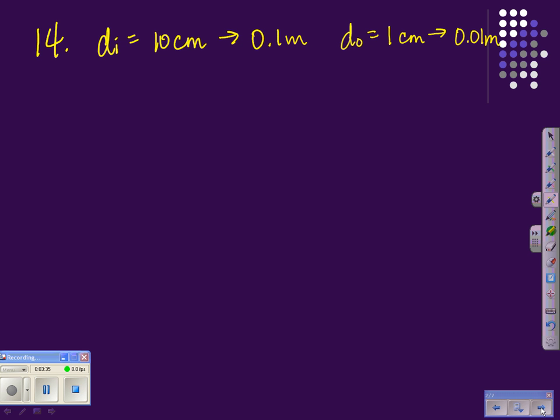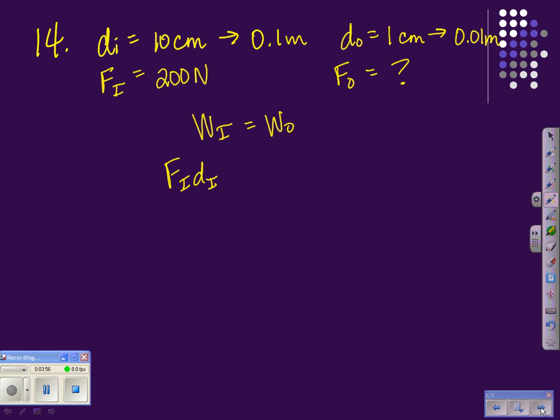If the small piston is pushed down with a force, so that's my input force, or my Fi, of 200 newtons, then I want to know how much output force there's going to be. Well, remember, work in should equal work out. So FiDi should equal FoDo.